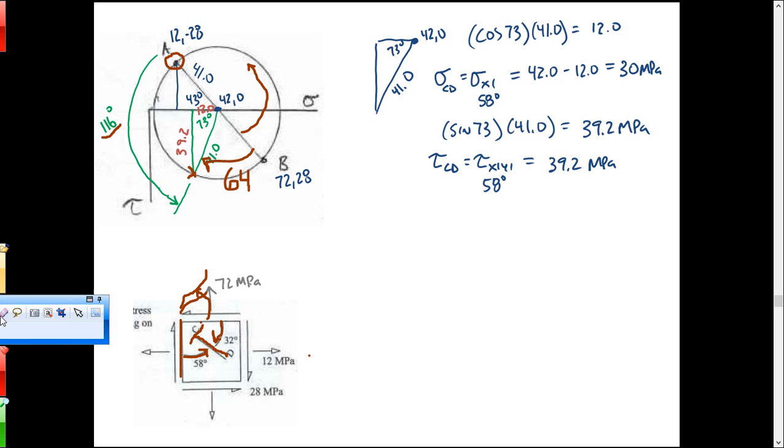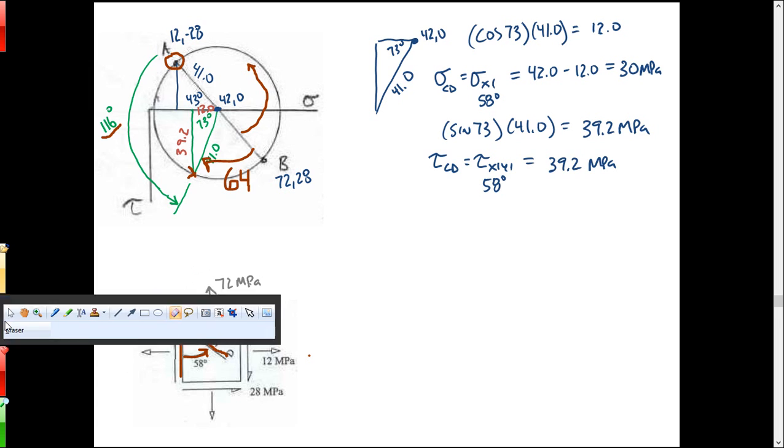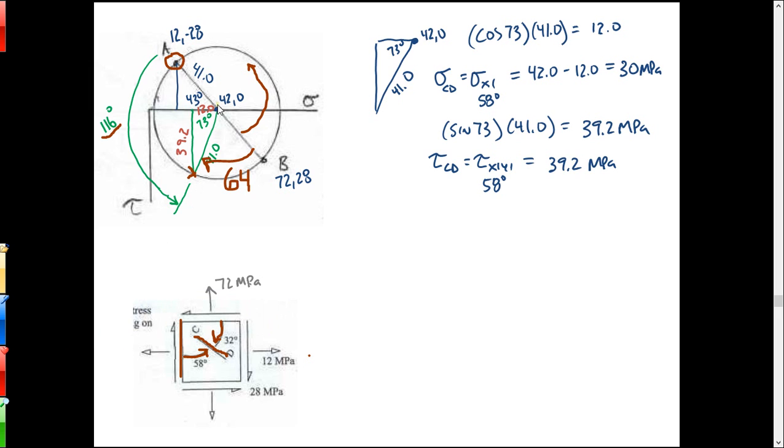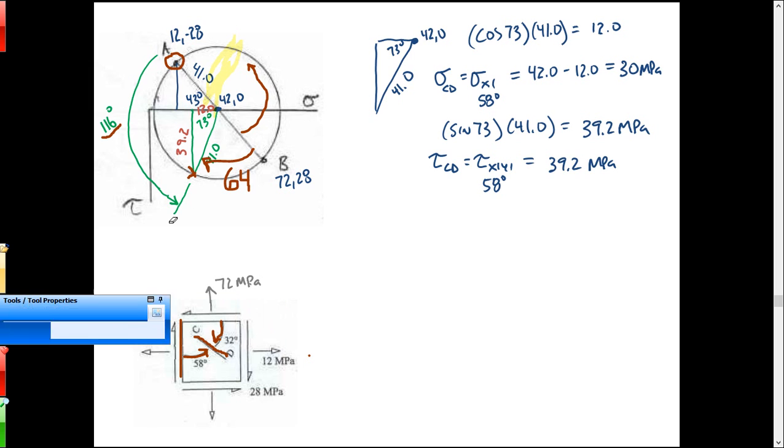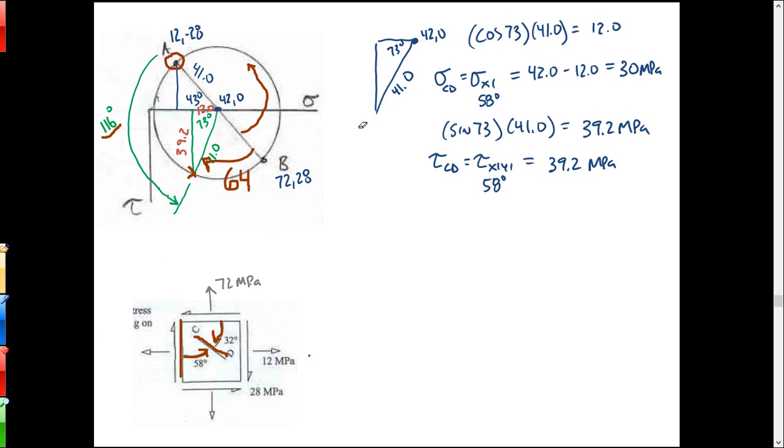I was looking at the key for the homework. The lines are going all the way across. The reason there were lines going across is once I had the plane CD, I wanted to find the stress on the plane perpendicular to it because I was drawing up a little element. So to do that, I wanted this line too, coming up that way. So we're doing all right?